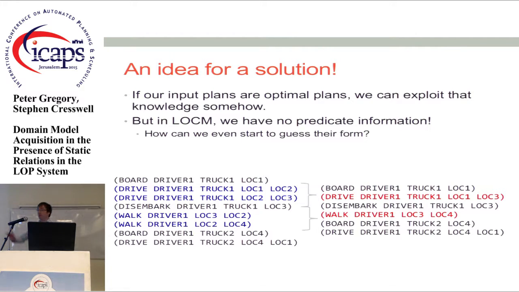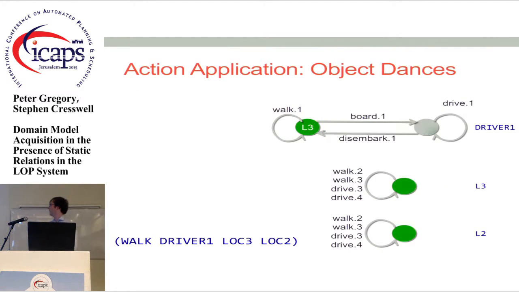So this gives us an idea for a solution. So if the invalid plans are shorter, so if this was an optimal plan on the left-hand side, and we find something shorter, then that gives us a hint that we can do something to the model to refine it in some way. But how can we even guess what form the statics might be in? So I want to present a creative interpretation of what actions do.